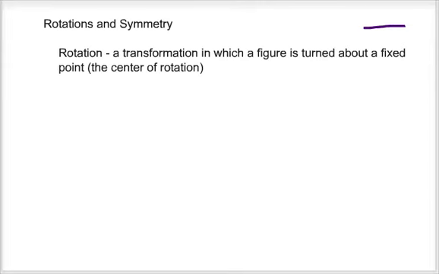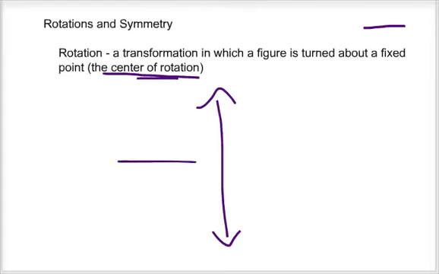A rotation is a type of transformation in which a figure is turned about a fixed point, and that fixed point is called the center of rotation. So for example, if I had a grid and a figure, and let's do something fairly easy, let's do a star, and I want to rotate that star.